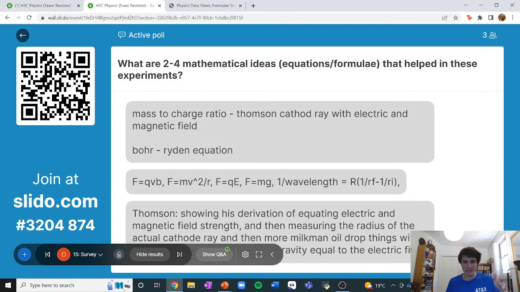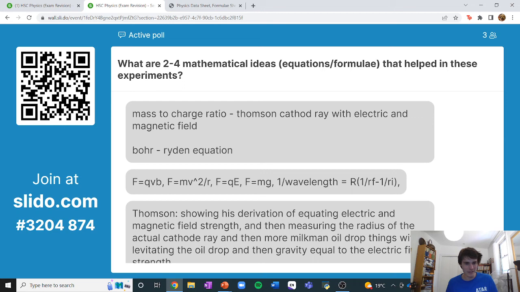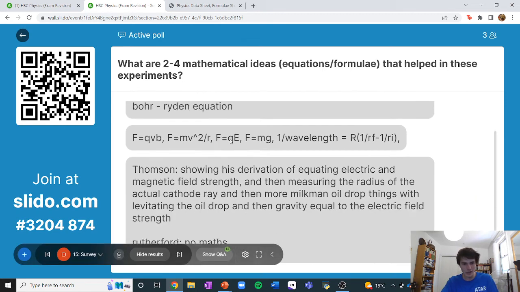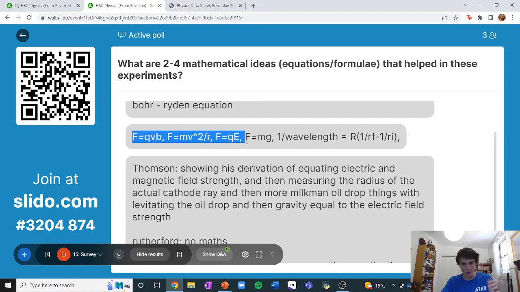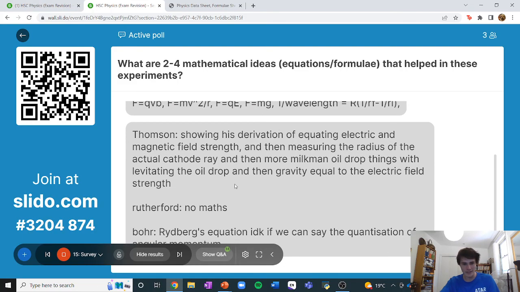Okay, what are some mathematical ideas and equations that have helped in these experiments? The mass to charge ratio, very nice. The Rydberg equation, very cool. We've got all of our equations from Millikan's oil drop experiment, all of those ones there. Rutherford, no maths, very nice. Rydberg equation and the quantization of angular momentum, very nice. We've got this one as well.